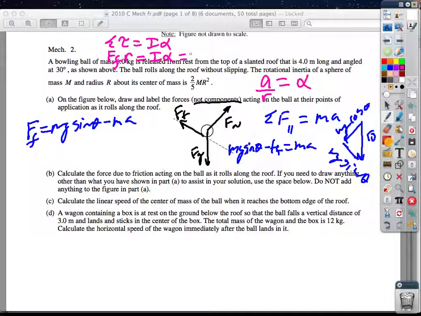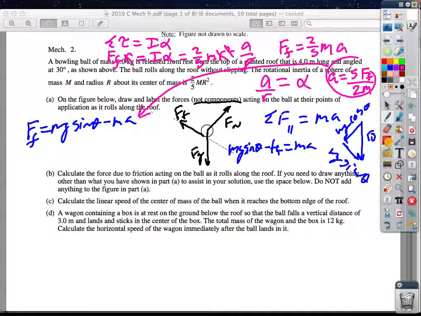Okay, then they tell me it's 2/5 mr squared, and then alpha is a over r. So that knocks out one r, this knocks out the other r. And over here, I get f sub f is equal to 2/5 ma. Or I could say a is equal to 5 f sub f over 2m. And now I can take that and plug it in there.